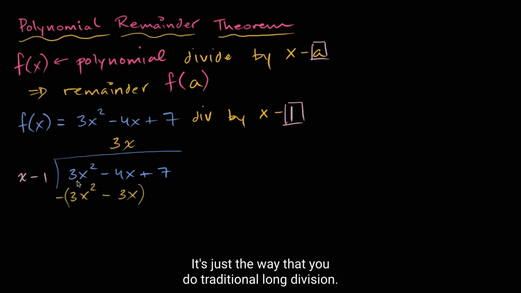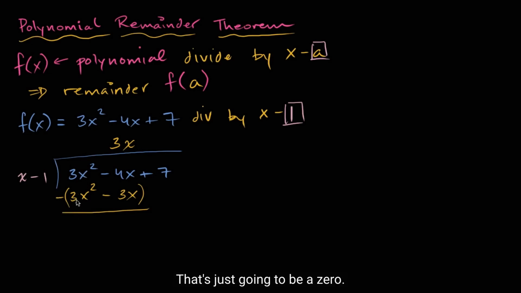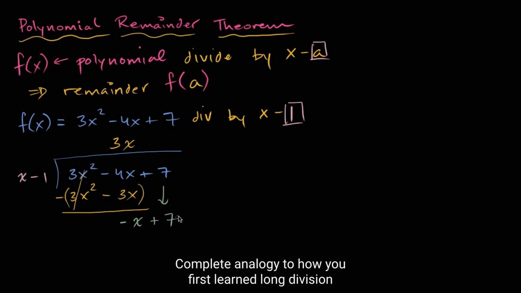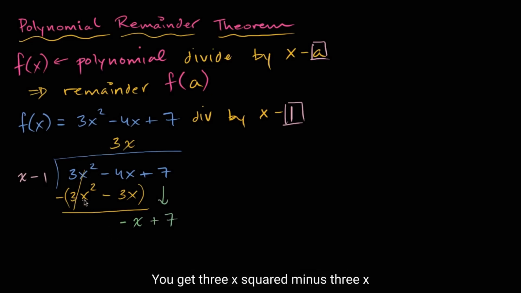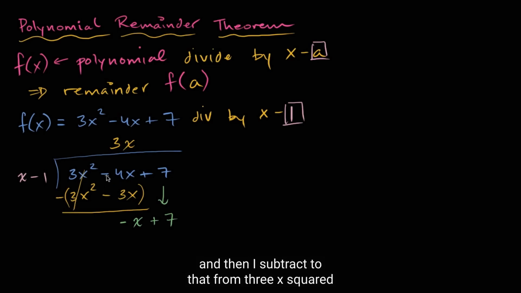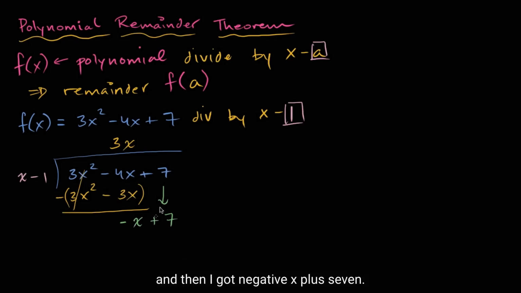This is just the way that you do traditional long division. So what do we get? Well, 3x squared minus 3x squared is just going to be 0. And this negative 4x, this is going to be plus 3x, a negative of a negative. Negative 4x plus 3x is going to be negative x. And then we can bring down the 7. It's a complete analogy to how you first learned long division in maybe 3rd or 4th grade. All I did is I multiplied 3x times this, you get 3x squared minus 3x, and then I subtracted that from the whole polynomial, and then I got negative x plus 7.